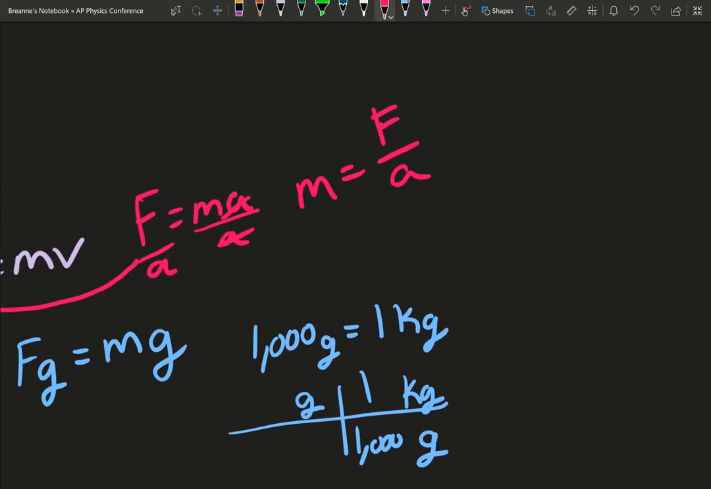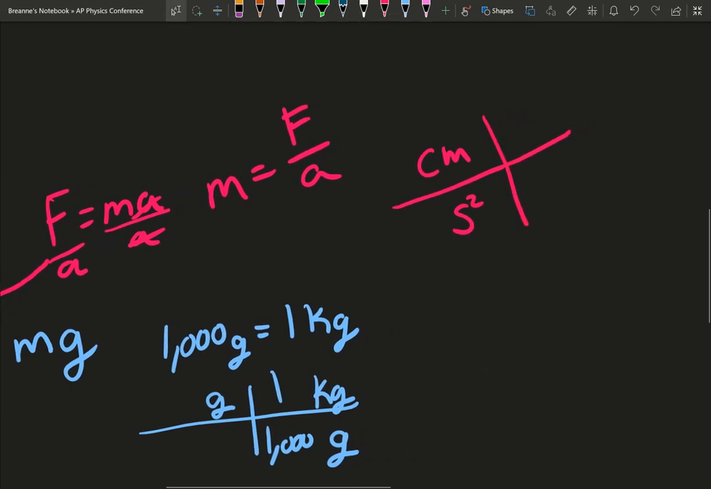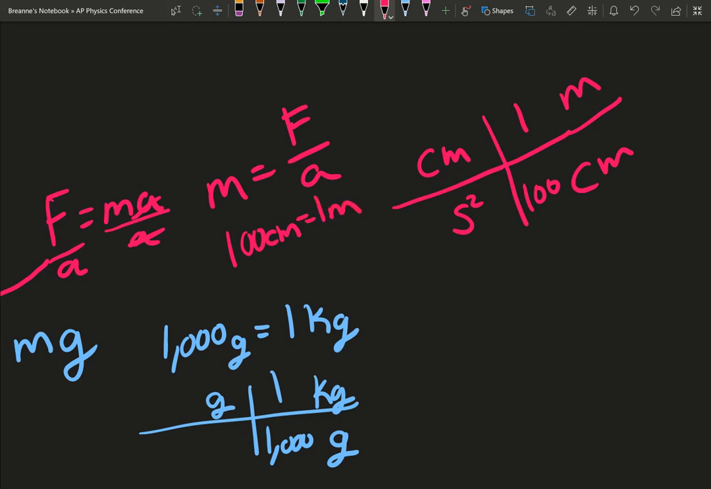But our acceleration is in centimeters per second squared. We don't want centimeters. So centimeters get shunned. We want meters. And there are 100 centimeters in 1 meter. 100 centimeters equals 1 meter. So you would need to do a little bit of conversions before you multiply.